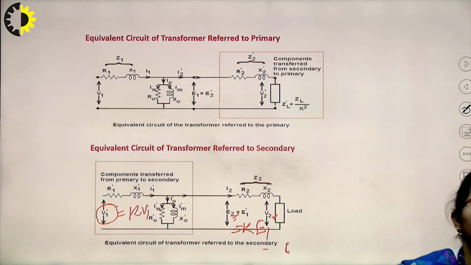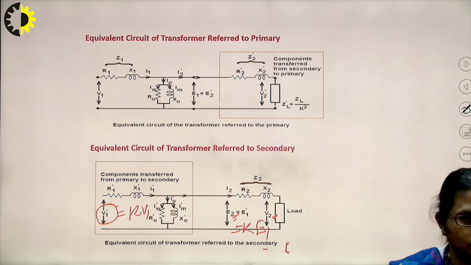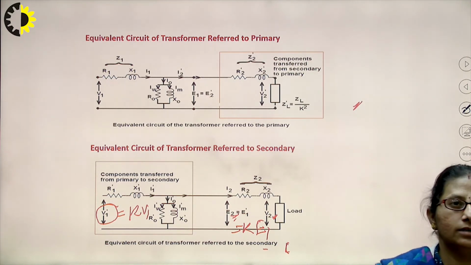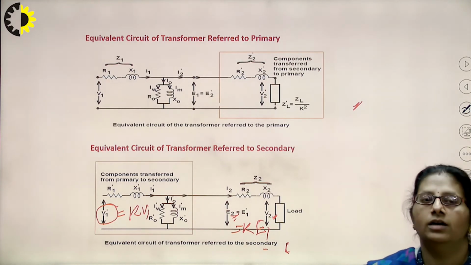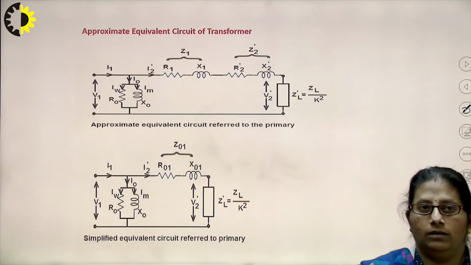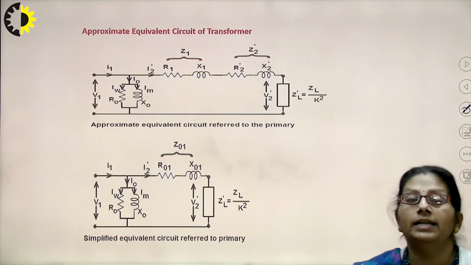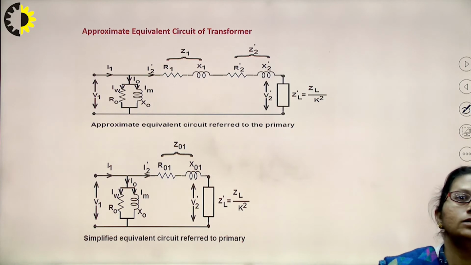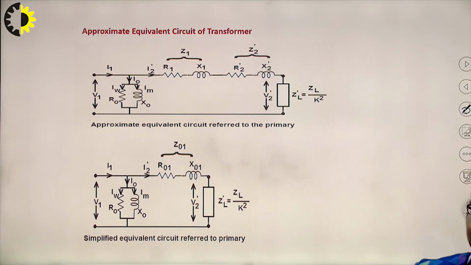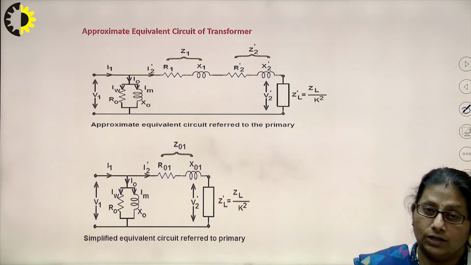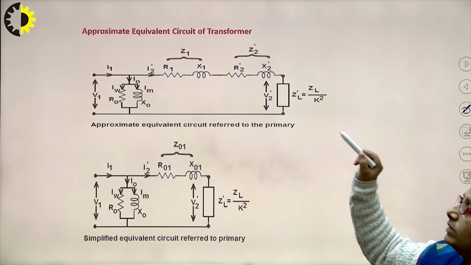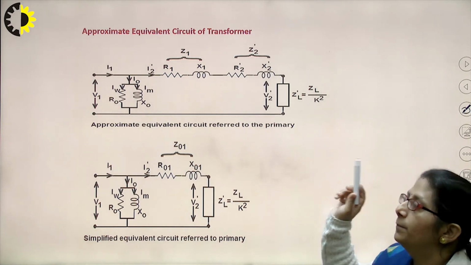These can be very well related with the transformation ratio we have just derived in the case of the primary. So we have seen the equivalent circuit of the transformer referred to primary and referred to secondary. Now the fourth one, that is the approximate equivalent circuit of the transformer. Till now we have seen the exact equivalent circuit referred to primary and referred to secondary. Now this is the approximate equivalent circuit of the transformer referred to primary.